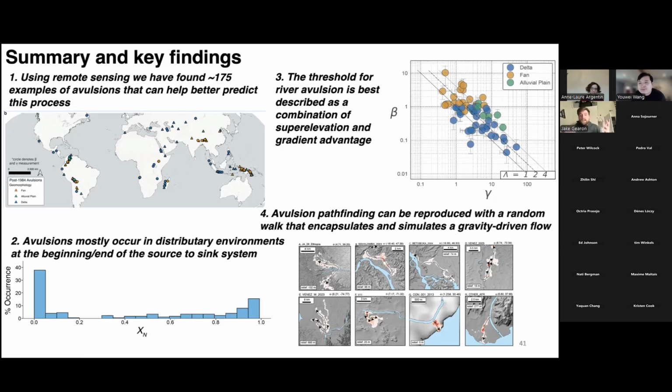Yeah, I mean, it's a great point. I would say that the reason why I show more of the single thread avulsions is, A, they happen to be more dramatic.